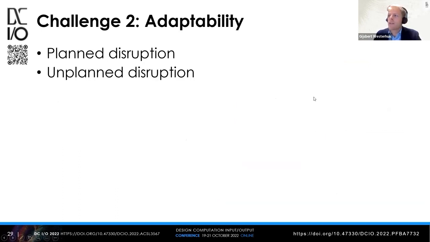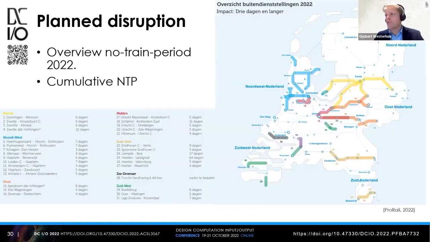Another point is adaptability. And I think this is an actual challenge for now, but currently these timetables are planned in long-term planning, and that's mainly because on short-term planning you have planned disruptions. So in this graph, this is a very interesting graph. You see an overview of no train periods within 2022. So there are very many planned works on the railways in this year, and even for tracks where, because of the works, no trains are allowed.